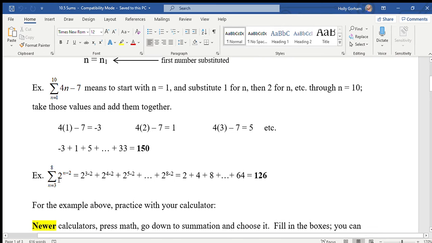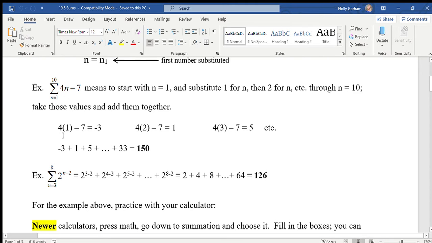The idea is that we're going to find the sum. We're going to start when n is equal to 1, and we're going to go all the way to 10, which means we need to plug in 1, 2, 3, 4, 5, all the way to 10. We need to plug each of those into 4n minus 7. Then we're going to add those numbers together.